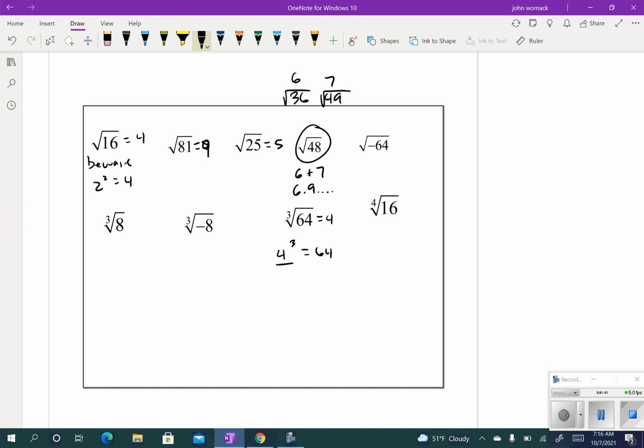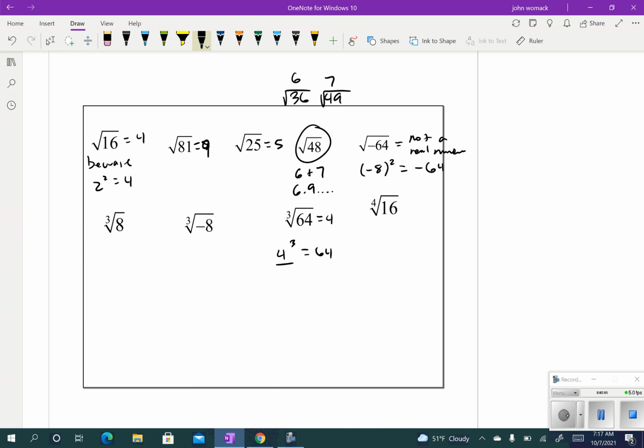Square root of negative 64. So you're asking yourself, what do I square to get negative 64? The answer is there's not a real number, right? If I square negative 8, that's a positive. If I square a positive, it's a positive. So since you can't square a number and get a negative, that means this is not a real number.